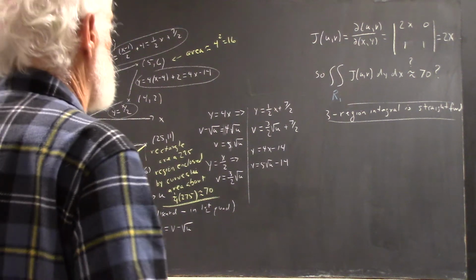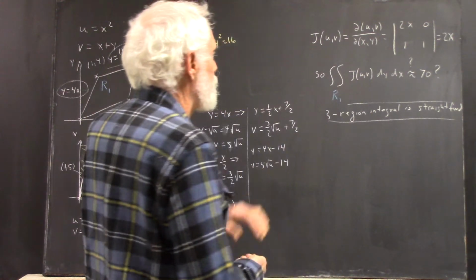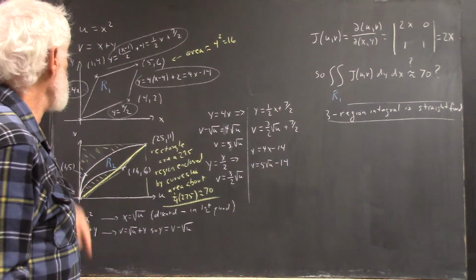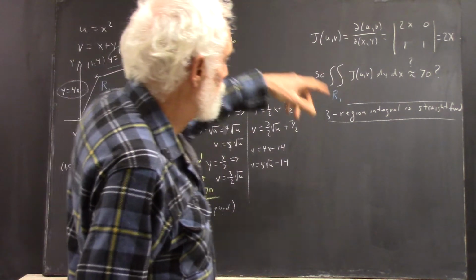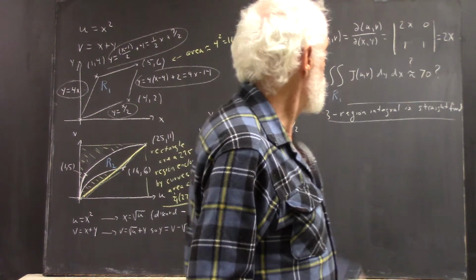Okay, so the question is, well, first of all, the Jacobian is very easy to calculate. I mean, here are your relationships, u, v, and x and y, and you do the partial derivatives and you get this. And you actually get 2x.